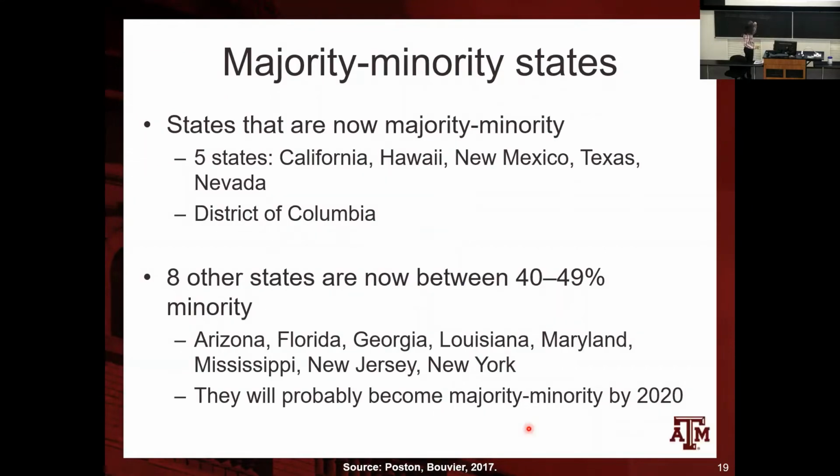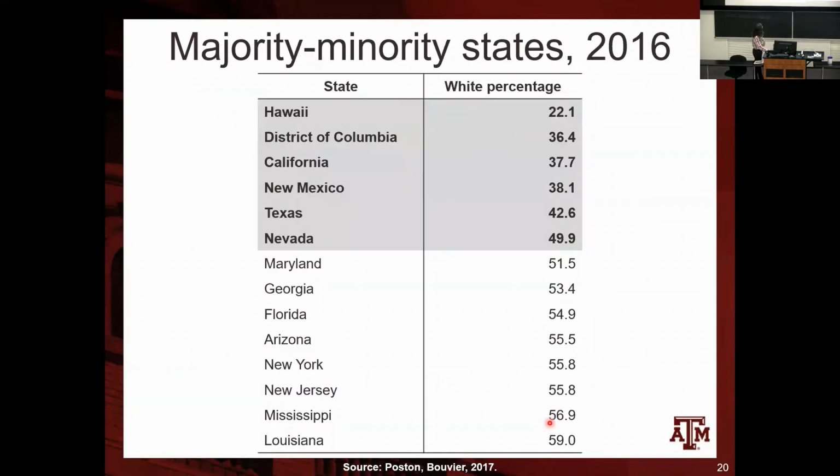The states that are now majority minority, as discussed in the textbook, are California, Hawaii, New Mexico, Texas, Nevada, and also DC. Eight other states are now between 40 and 49% minorities, so almost there. And they will probably become majority. They are probably already majority minority by now, because this data here is based on discussion from the textbook. But just to give an idea, because this is data from 2016, right? It shows that, for example, in Hawaii, DC, California, New Mexico, Texas, and Nevada, the percentage of the non-Hispanic white population is below 50%. And these other states are almost below 50%, okay?